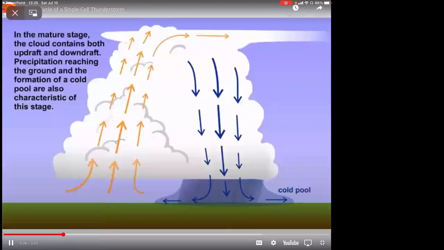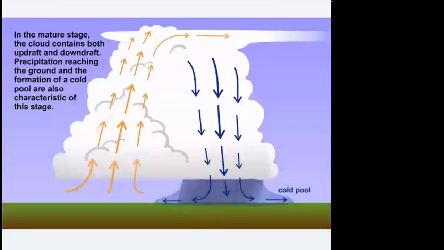The glaciated top of the cumulonimbus cloud is a sign that the storm is about to reach the mature stage, which formally begins when precipitation reaches the ground. In the mature stage, the storm cloud contains both prominent updrafts and downdrafts.